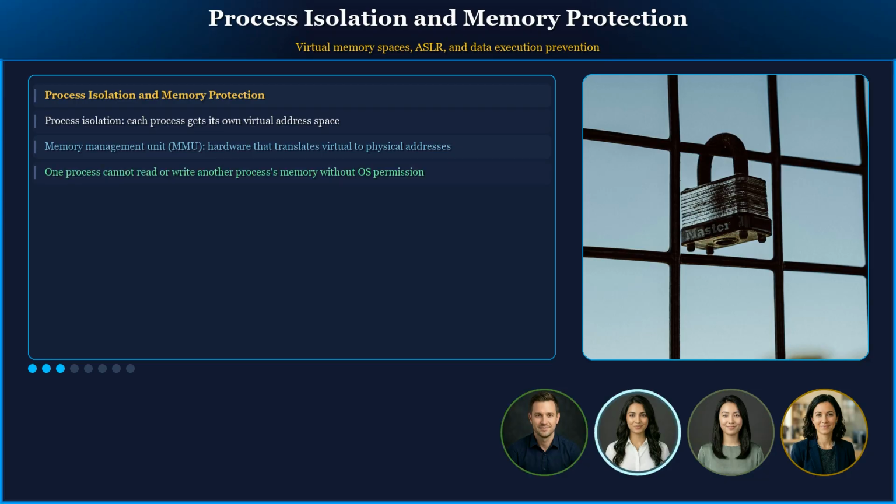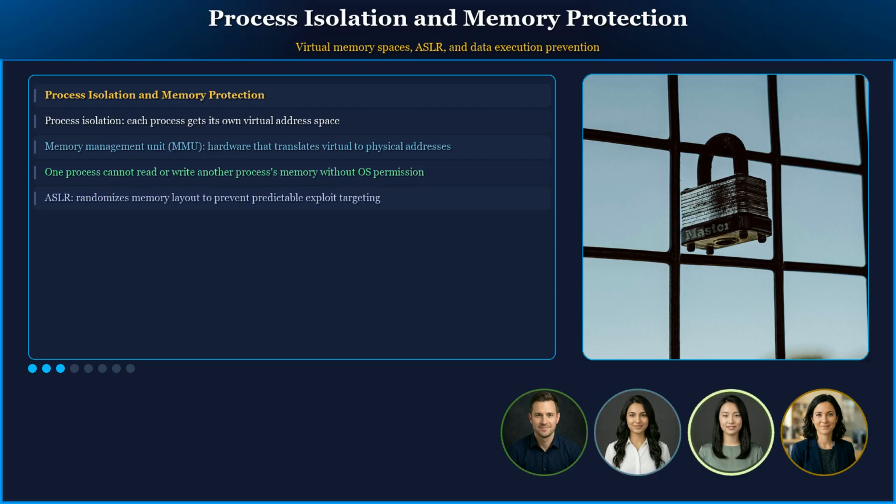Address space layout randomization, ASLR, is a mitigation technique that randomizes where code and data are loaded in memory. Exploits often depend on knowing the exact memory address of a target. ASLR breaks that predictability, making exploitation significantly harder.